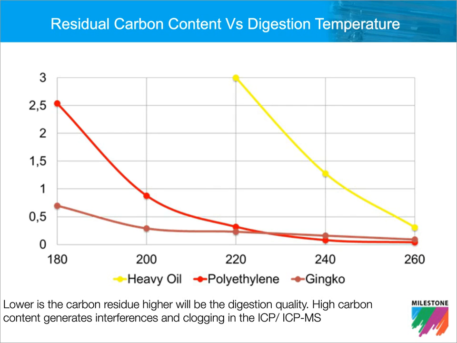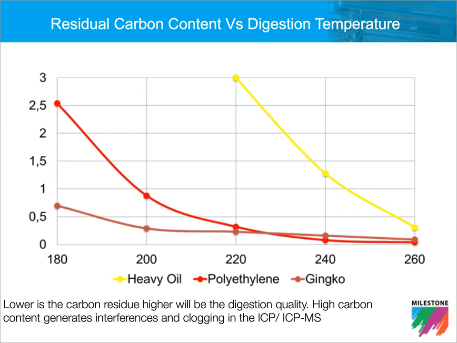Here's a slide that shows the residual carbon content of 3 different samples: ginkgo, polyethylene, and heavy oil. So very different types of samples. Ginkgo being the, quote unquote, easiest to digest of the 3. Look at the carbon content, how that changes with temperature. Even something like ginkgo, we really want to try to digest at 200 degrees C to minimize that residual carbon content. Now, heavy oil and polyethylene, much more stable matrices, much more difficult matrices to digest.